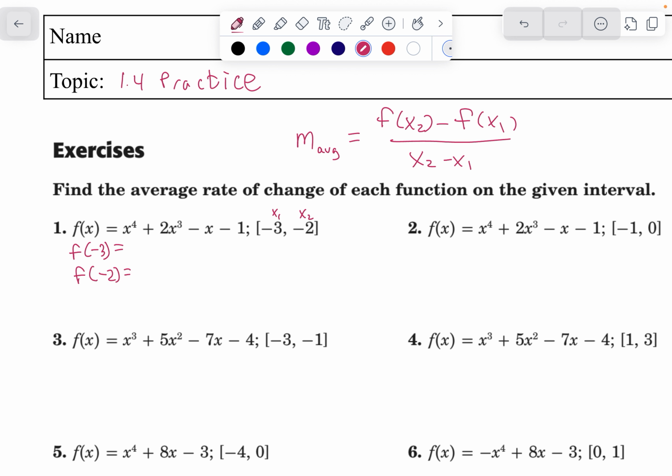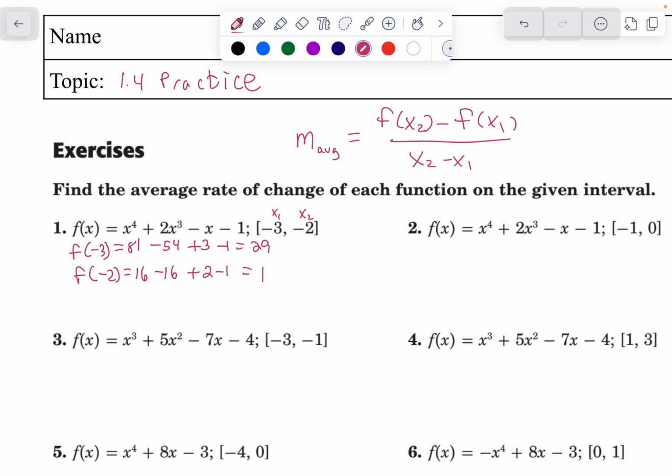So if I plug in -3, that is going to be 81. And then it would be 2 times 27 or minus 54. That's going to become positive 3 because it's going to be the opposite of x. X is -3, so that becomes a positive 3 minus 1. And then just throw that in a calculator. 81 minus 54 plus 3 minus 1 is 29. Okay, now let's do it again, plugging in -2. We're going to get 16. 2 times -8 is -16, plus 2 minus 1 is 1.